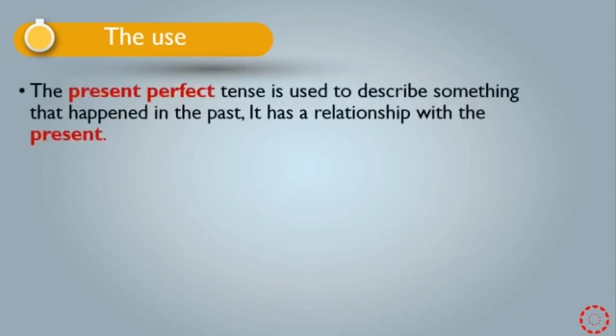The present perfect tense is used to describe something that happened in the past. It has a relationship with the present. Okay, it's very clear. So it means that something happened in the past, but it has a connection or a relationship with the present, or you can say with now. Okay, so let's see the rule.